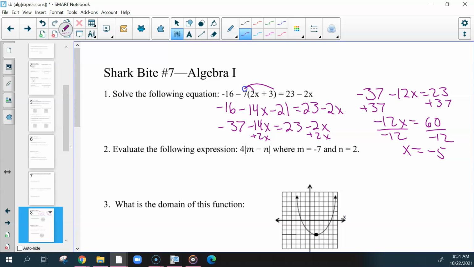But if you move the 14, you'd end up with a +12 on this side. And then you have to subtract 23, so it would just look the opposite. Like this. You would still get -5. It would just be opposite.